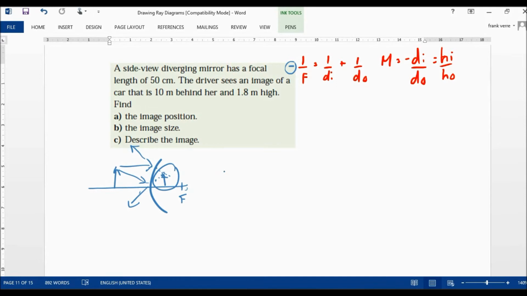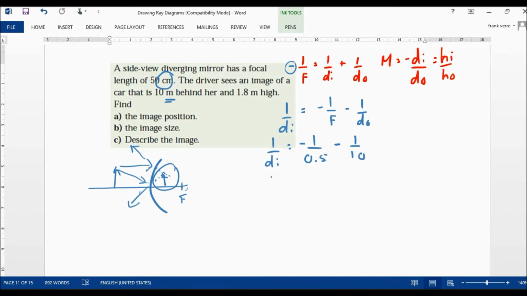Now the other thing that we can fall victim to here is units. We notice that here it's in meters and here it's in centimeters. So first thing we're going to do, when we look for our image position, we're going to look for di. So we're going to rearrange this and say, okay, 1 over di is equal to negative 1 over f minus 1 over do. Now, we've got to make sure that the units are right. So 1 over di is going to equal negative 1 over 0.5. We're going to convert this to meters. 50 centimeters is 0.5 meters, and the object distance is 10, so minus 1 over 10.